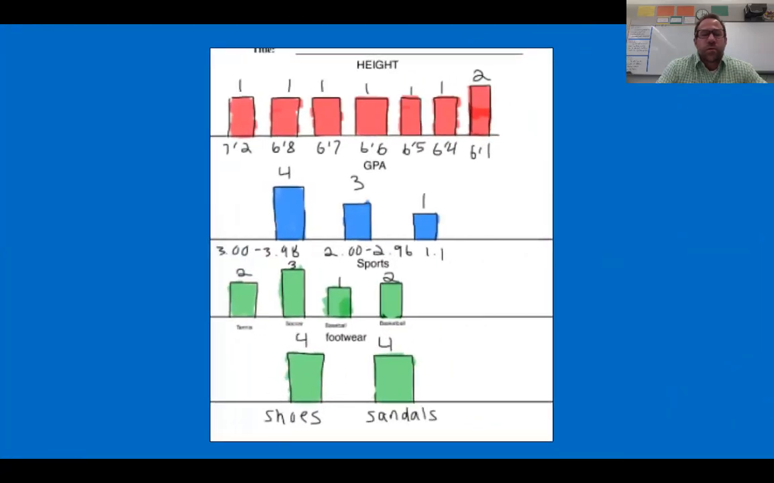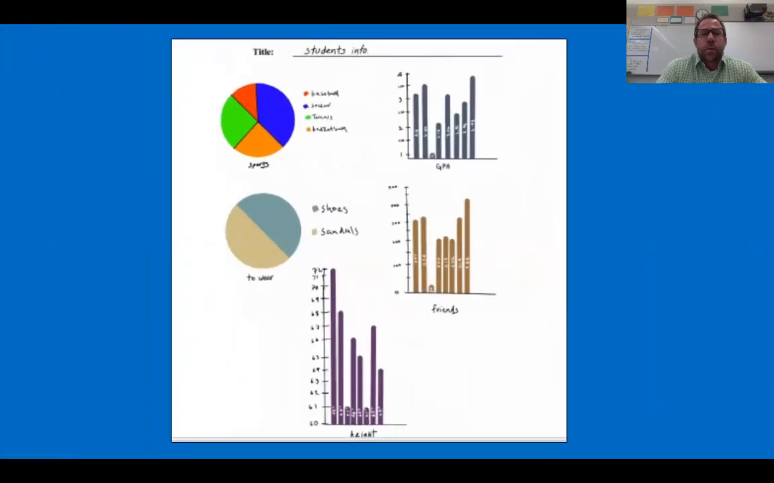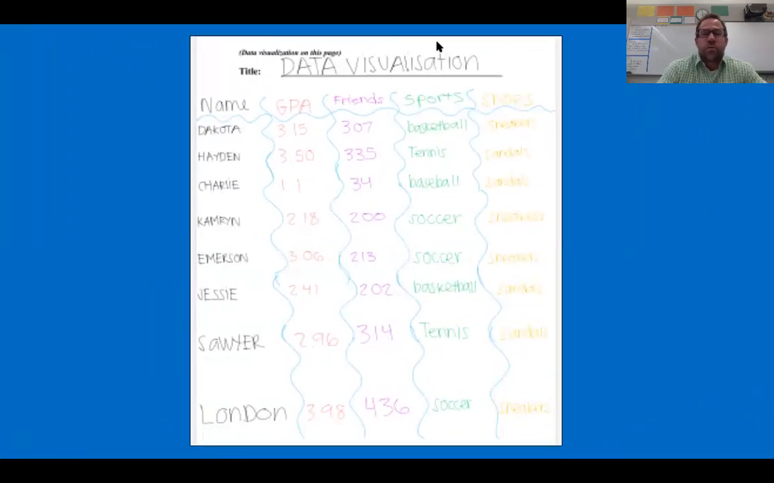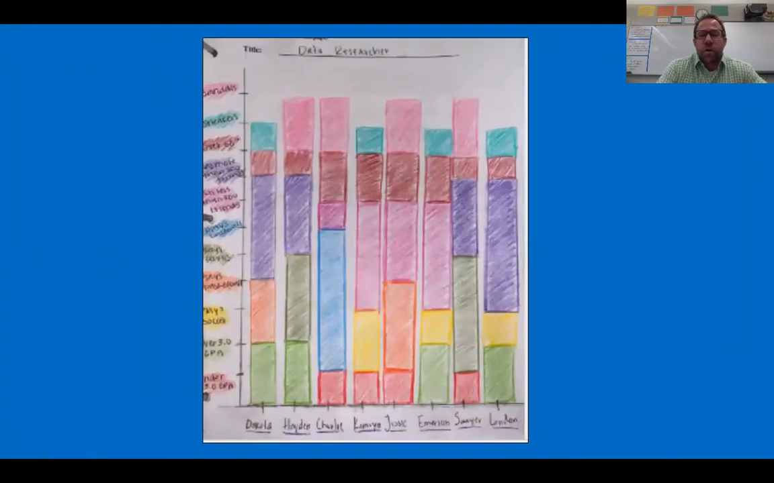And this one you can see is using some type of bar graph. The thing that stands out is the color to me. Maybe some of the other areas could use a little work, but great job on the visualization of color. This one's very creative. We've got different colored pie graphs, and then we've got bar charts. So nicely done. And then this one uses more of a classic chart, like a spreadsheet chart, but is also using color. So we've got GPA in a certain color, friends, sports, and shoe wear. Nicely done. And then this one's very creative with color.